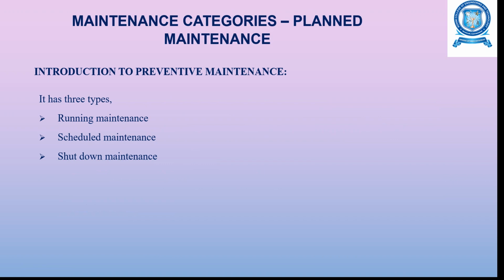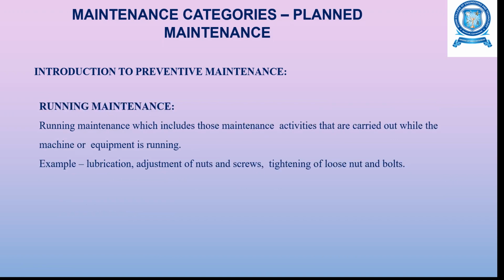So preventive maintenance is of three types: running maintenance, scheduled maintenance, and shutdown maintenance, which we'll be studying in the further slides. So what is running maintenance? Running maintenance includes maintenance activities that are carried out while the machine or equipment is running. For example, lubrication of the components, adjustment of nuts and screws, tightening of loose nuts and bolts, etc.